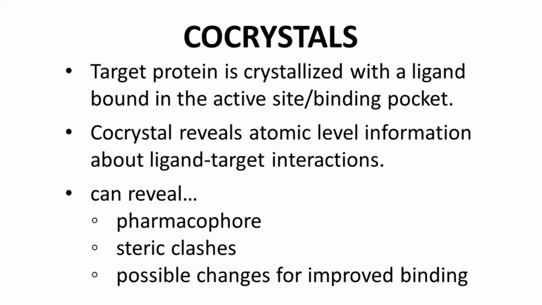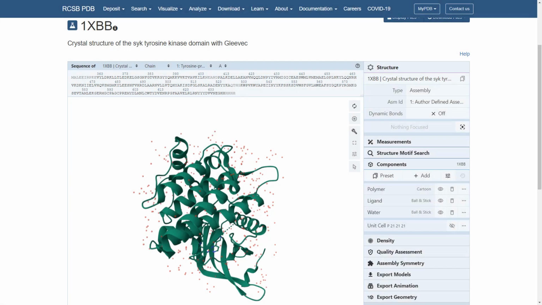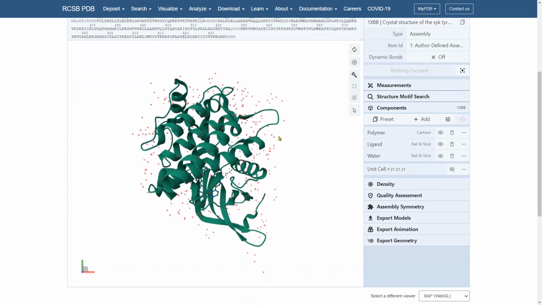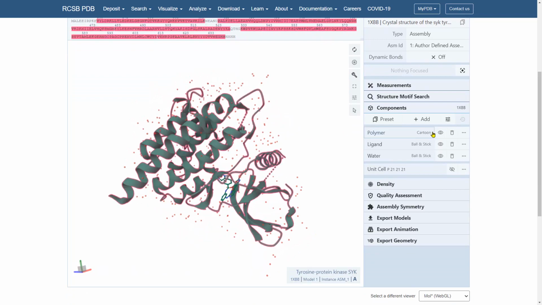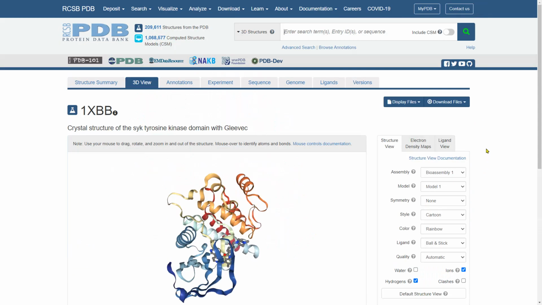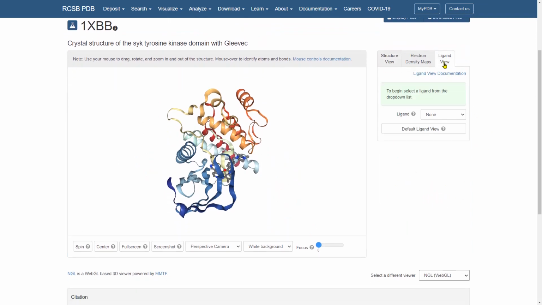Let's see an example of a cocrystal. Here is a cocrystal from the Protein Data Bank. Entry 1XBB. This is the cocrystal of part of a protein, part of a tyrosine kinase, with a ligand, an anti-tumor drug called imatinib or Gleevec. Only the protein is clear in this view. Let's change to a different view and highlight the target-ligand interactions.